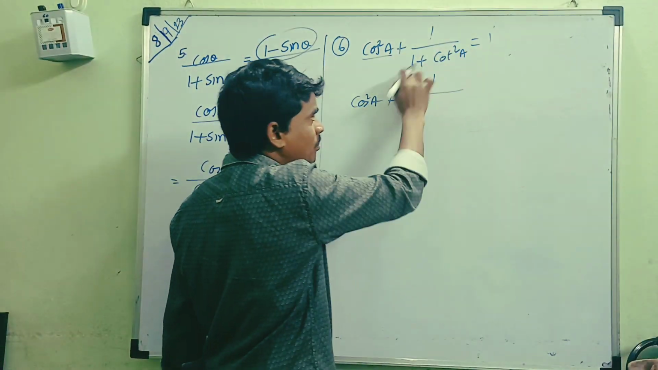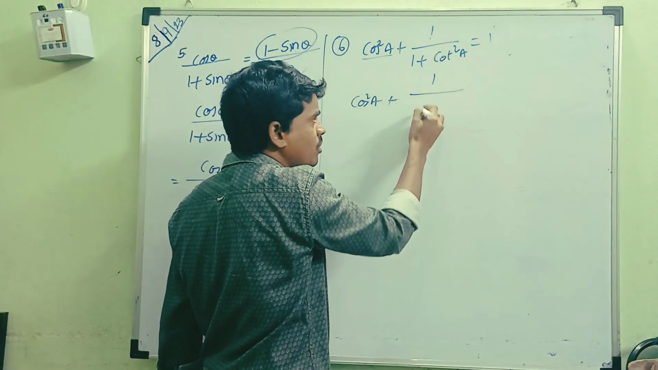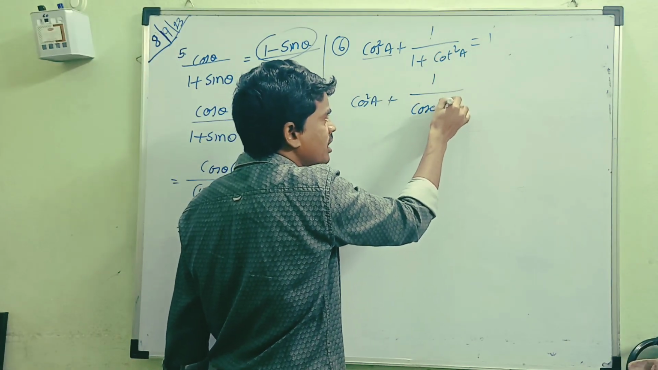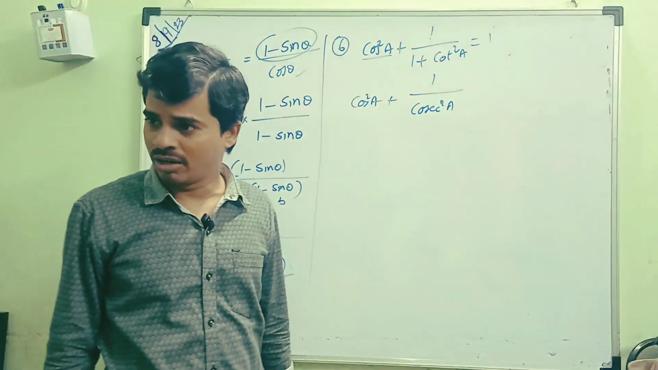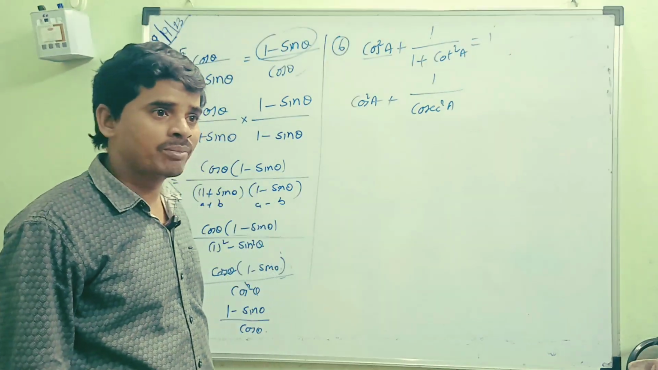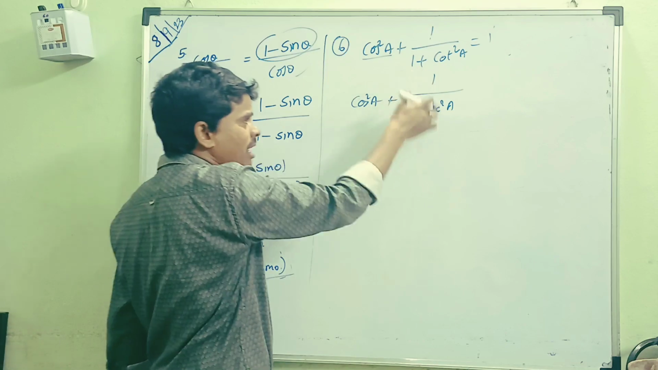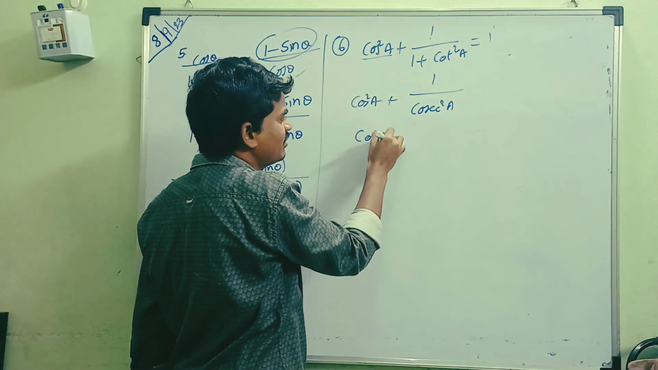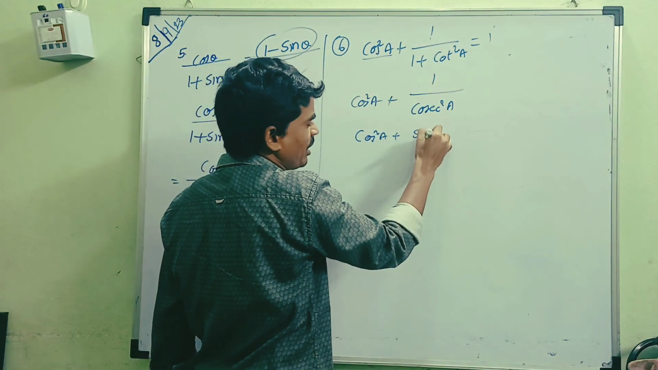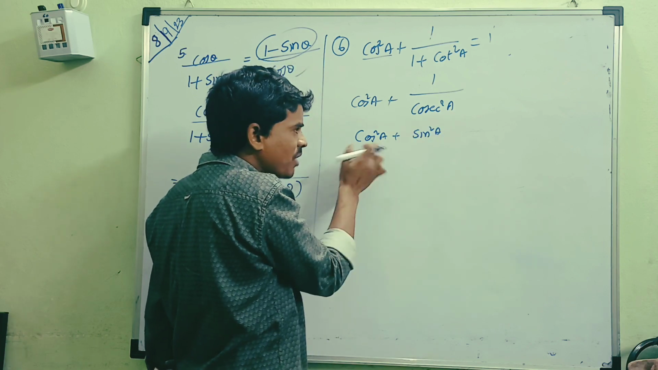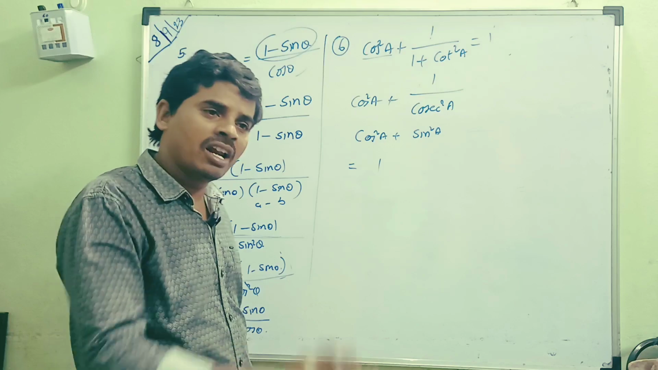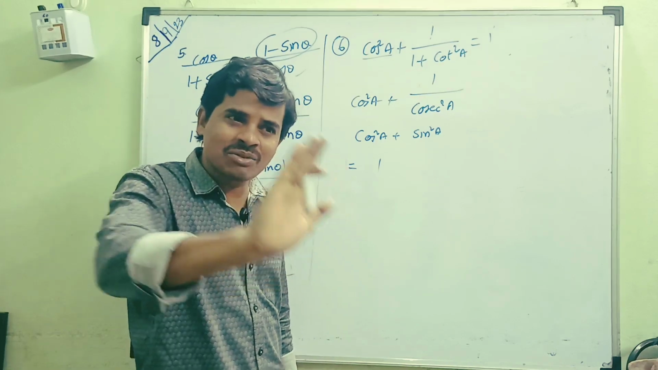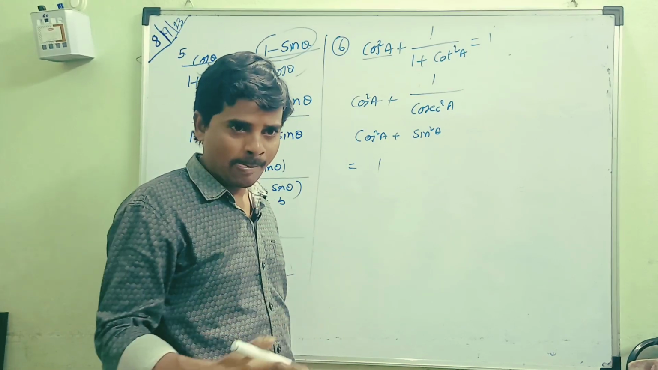And 1 by 1 plus cot square. 1 plus cot square we can write as cosecant square a. When cot comes, what should come? Cosecant square A. 1 plus cot square A becomes cosecant square A. 1 by cosecant square A we can write as sin square A, right? Sin square A plus cos square A value 1. You already learned the formula sin square A plus cos square is equal to 1.